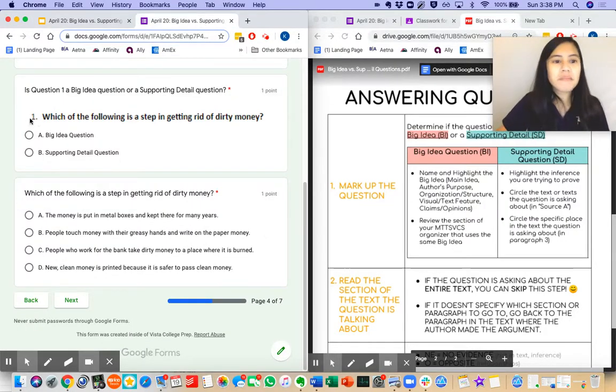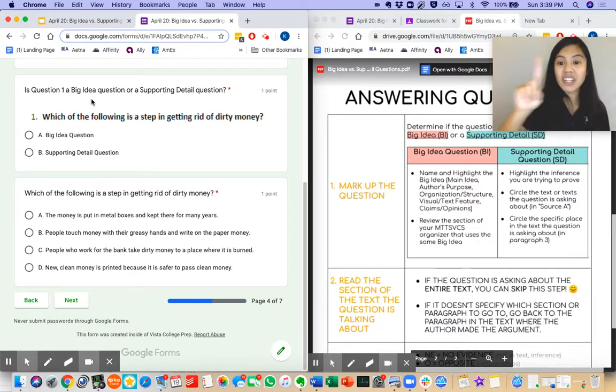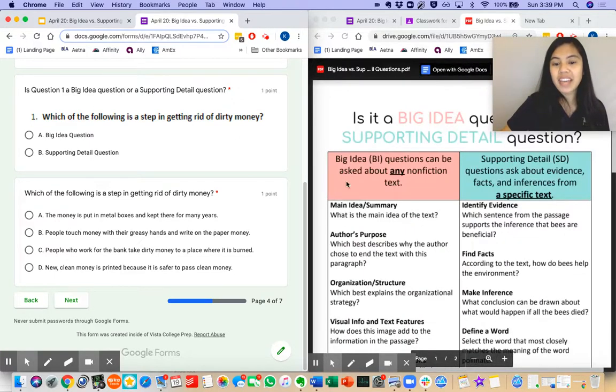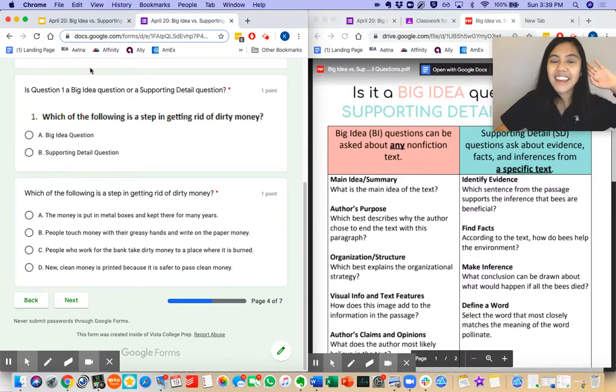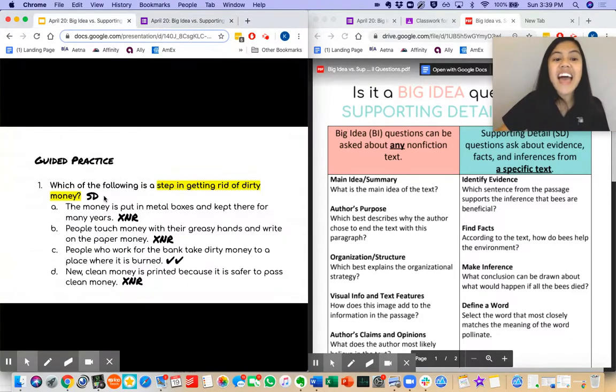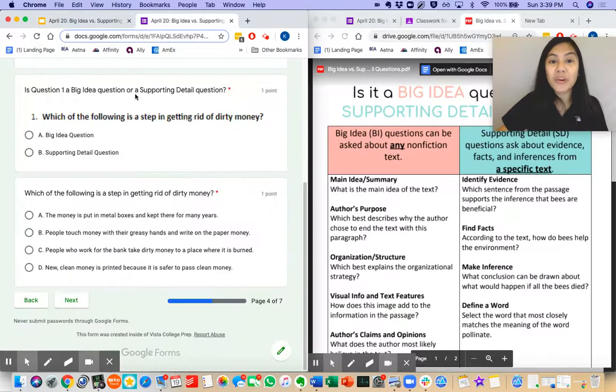Can you remind me, was question 1, which of the following is a step in getting rid of dirty money, a big idea question about the whole text, or a supporting detail question about a specific text? Tell me. Yes, this was an SD question, supporting detail.